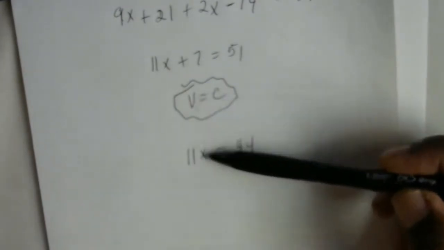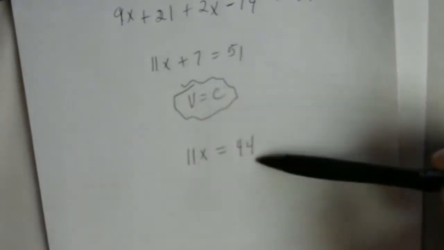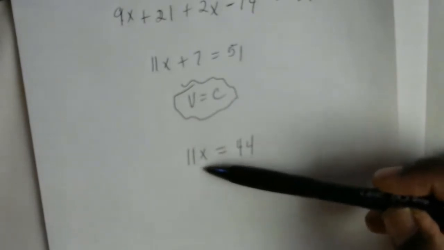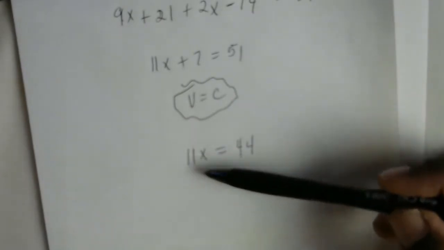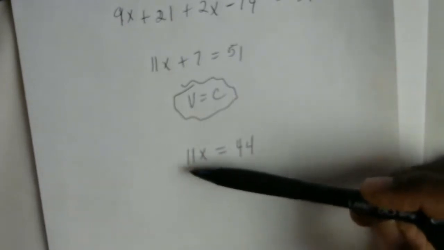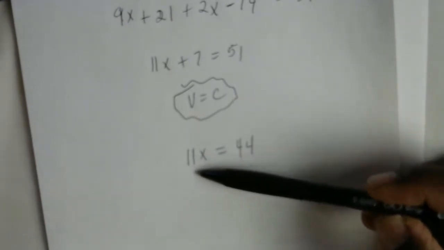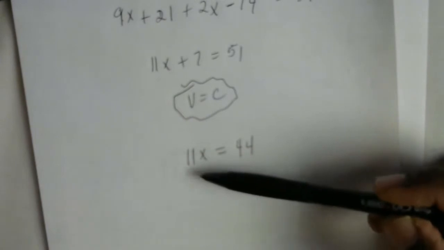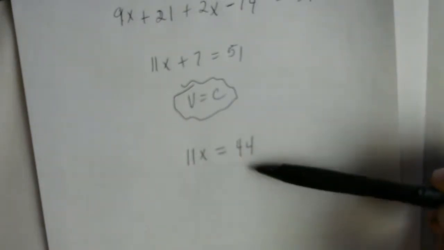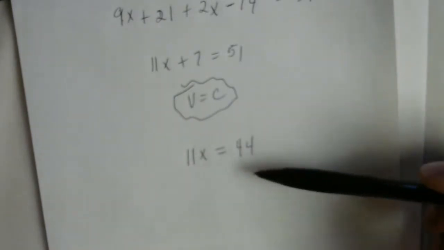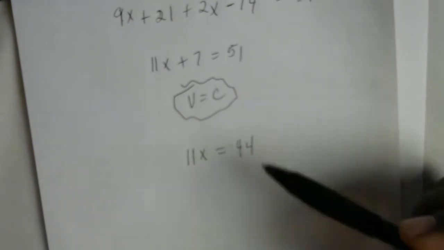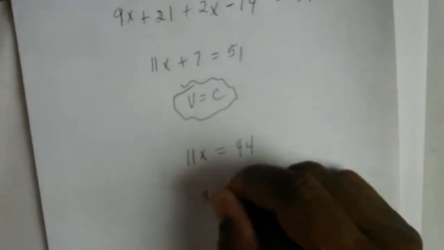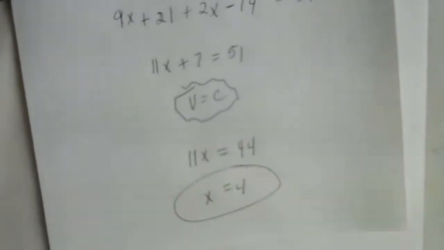So now I have my variables on one side, my constants on the other side. Now I need to isolate my variable x. So in order to isolate x, the opposite of multiplying x by 11 is to divide by 11. So I'm going to divide both sides by 11. And we have x is equal to 4.